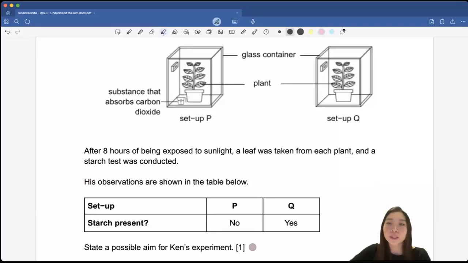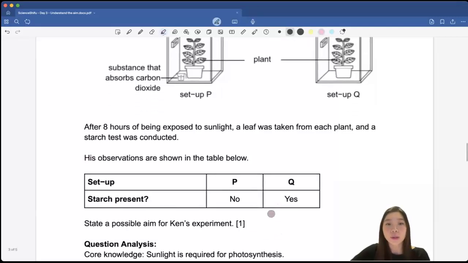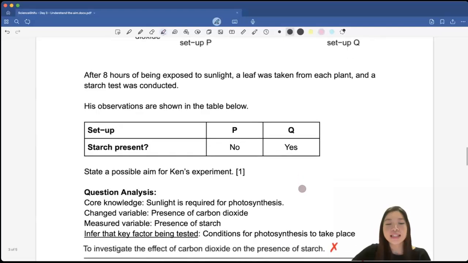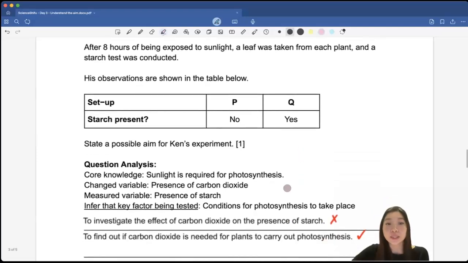So what is the importance of a starch test? When starch is present, as we can see in P, this tells us that photosynthesis has taken place. Because as we recall, for photosynthesis, we require sunlight as well as presence of carbon dioxide. So let's analyze the question in order to state the aim.